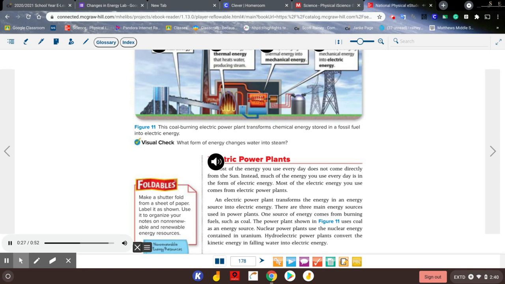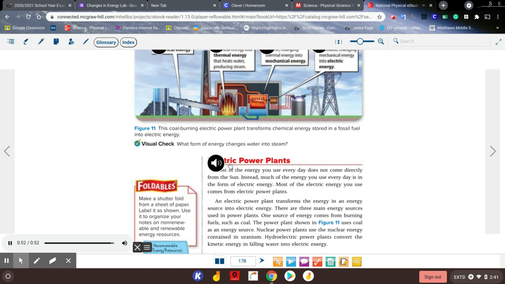There are three main energy sources used in power plants. One source of energy comes from burning fuels, such as coal. The power plant shown in Figure 11 uses coal as an energy source. Nuclear power plants use the nuclear energy contained in uranium. Hydroelectric power plants convert the kinetic energy in falling water into electric energy.